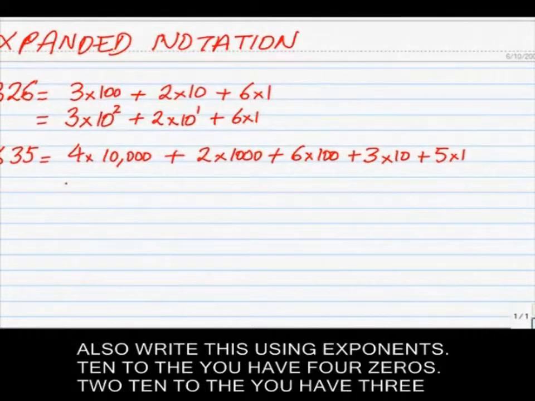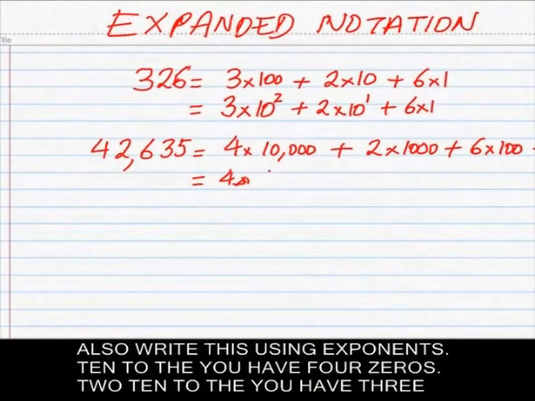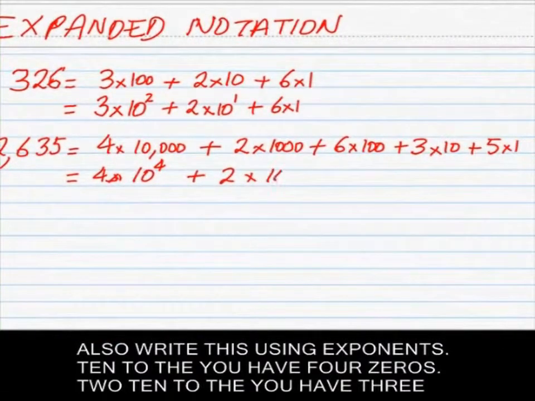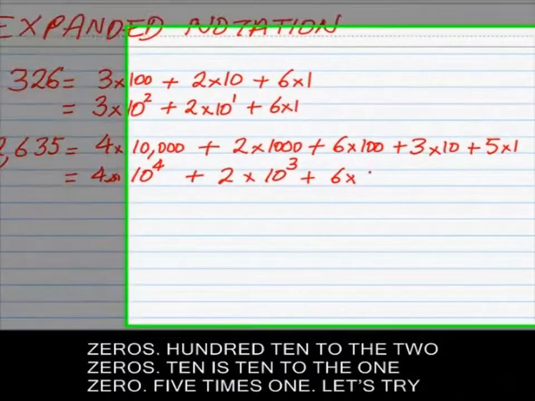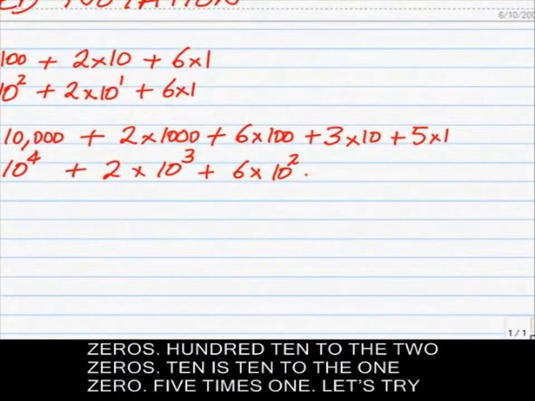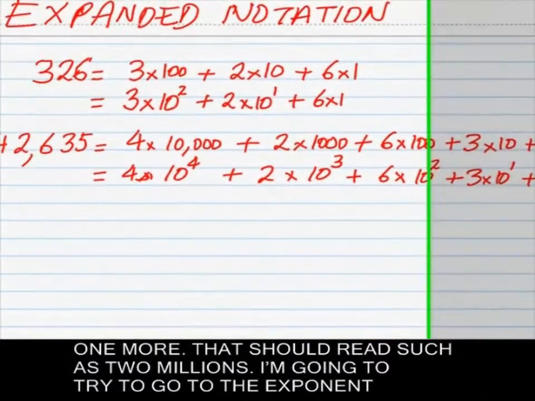You can also write this using exponents. 10 to the, you have 4 zeros. 2, 10 to the, you have 3 zeros. 100, 10 to the 2 zeros. 10 is 10 to the 1. 5 times 1. Let's try one more.